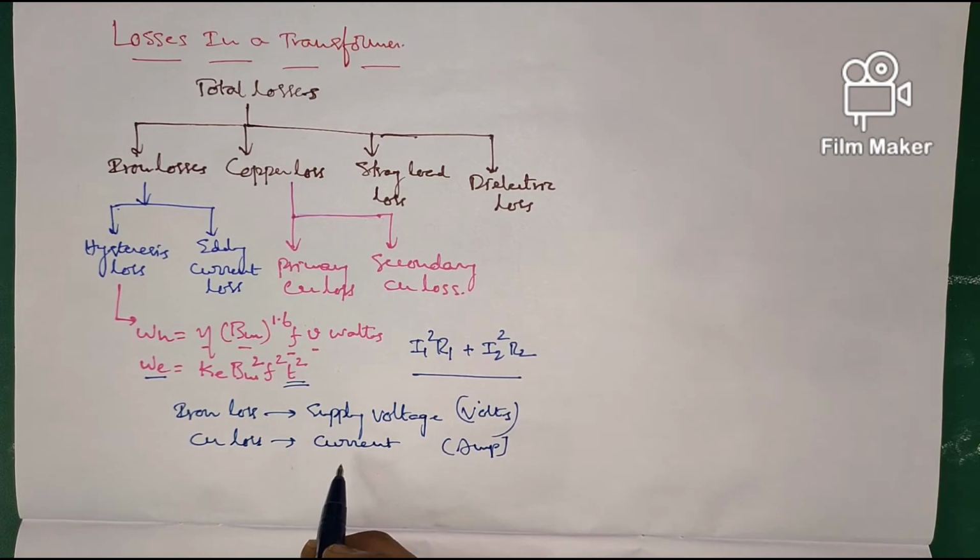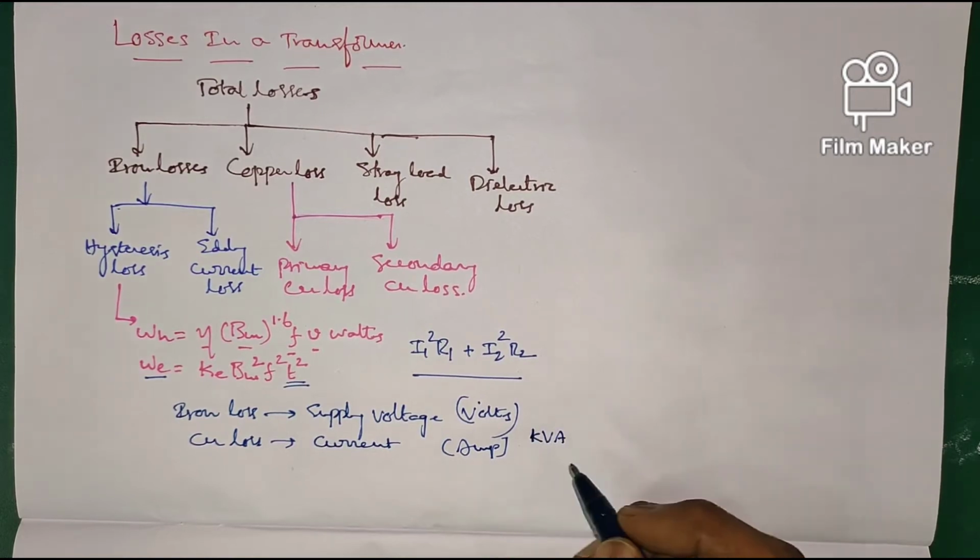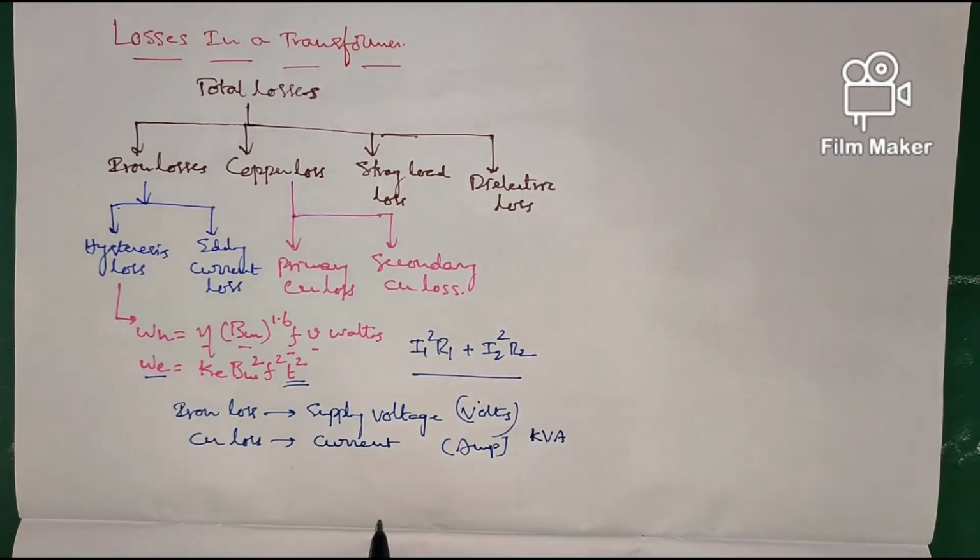Hence, generally the transformer is rated in volt amperes or kilovolt amperes. Whereas if you consider other DC machines which work on Faraday's laws of electromagnetic induction, they are rated in watts or kilowatts, but a transformer is always rated in terms of kilovolt amperes or volt amperes.